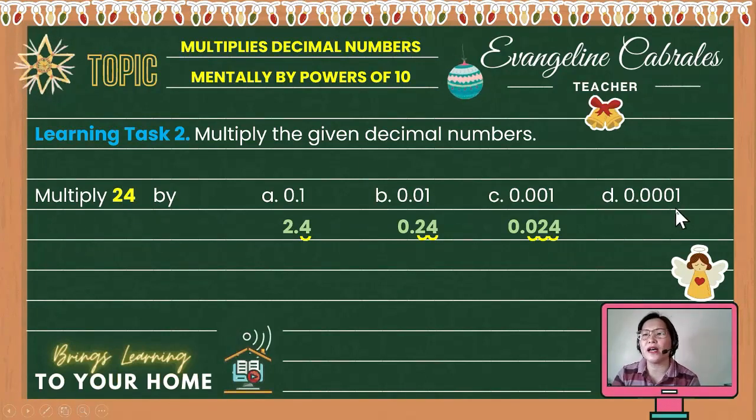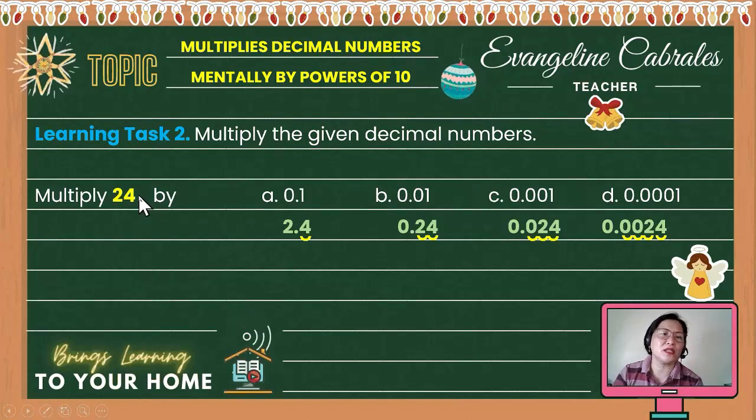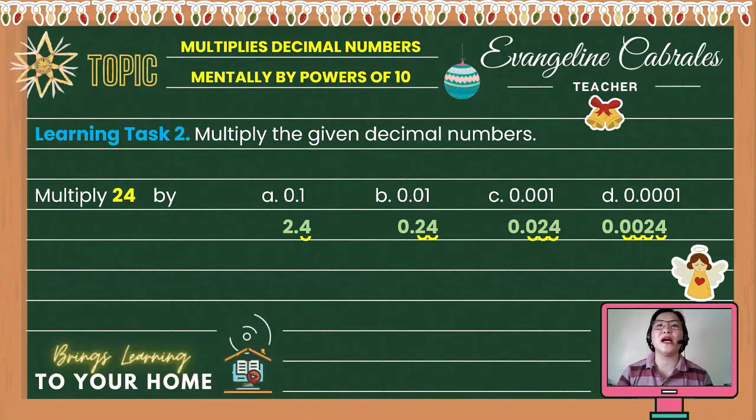At 24 times 1/10,000 is 24 10,000. 4 na beses iuusod papunta sa kaliwa. 1, 2, 3, 4. So, may dalawang bakante. Anong isusulat doon? 0. And, nasa unahan nila ang decimal point at lagyan ng 0 sa kaliwa ng decimal point to represent the whole number. So, ganun lang kadali, hindi ba? Kailangan lang ay magbilang at siguraduhin kung ano ang bilang ng pag-uusod ng decimal point.